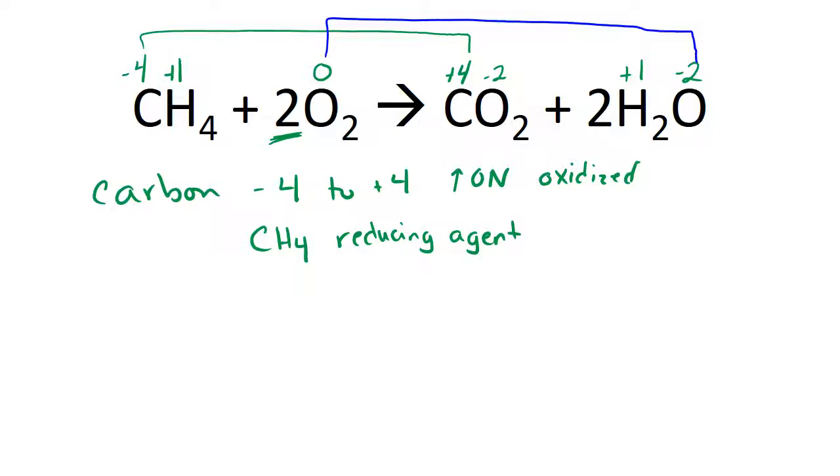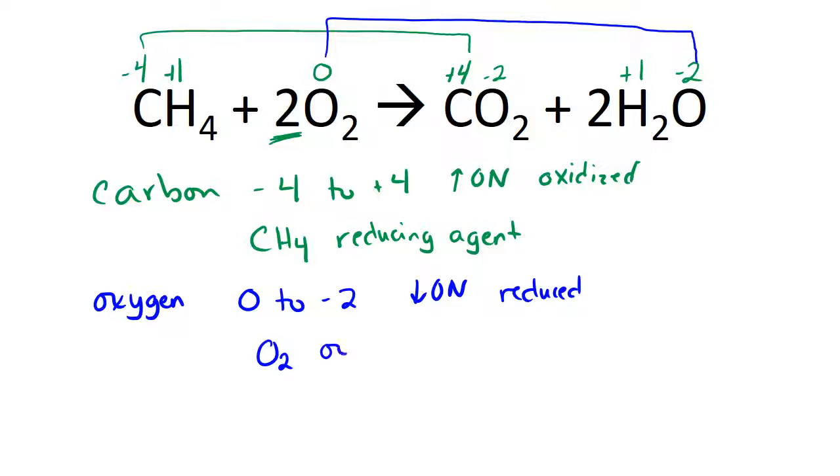Now for the other thing that changed, the element oxygen. The element oxygen went from 0 to a negative 2. Its oxidation number went down, so it was reduced. It gained electrons. The compound that it's in on the reactant side, in this case O2, is my oxidizing agent. Because we did have a change in oxidation numbers, we had something that was oxidized, we had something that was reduced. Yes, this is a redox reaction.